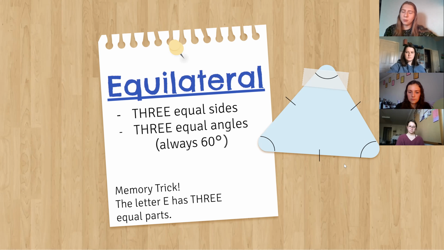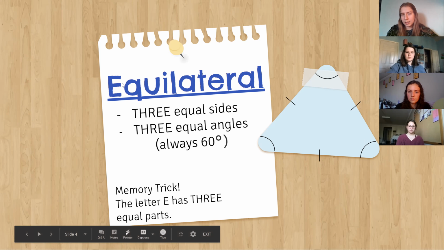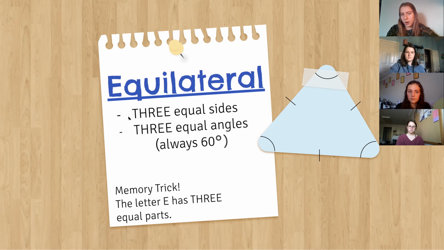The way that we're going to try and remember the equilateral triangle is because the capital letter E that it starts with has 3 equal parts. This top line, this middle line, and this bottom line all equal each other. Do I have any questions?